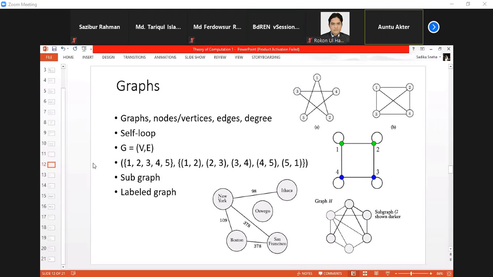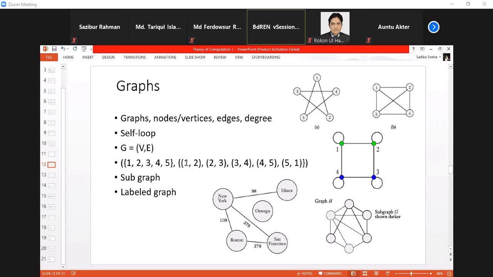Ma'am, if all the elements of A are the same as all the elements of B, then we call A a subset of B. Actually, it is not the same. If all the elements of A are present in the set B, then A is a subset of B. They can be equal, but subsets are not always equal. So this 1, 2 is a subset of this one.